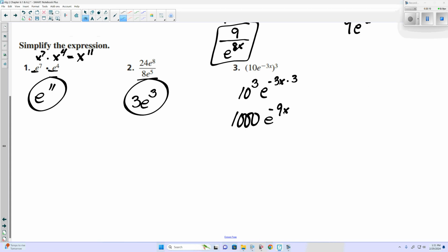Questions on this? We put 1,000 on the top. And then the bottom. Since the e's exponent is negative, we have to move it from the top to the bottom. And its power goes from negative to positive.